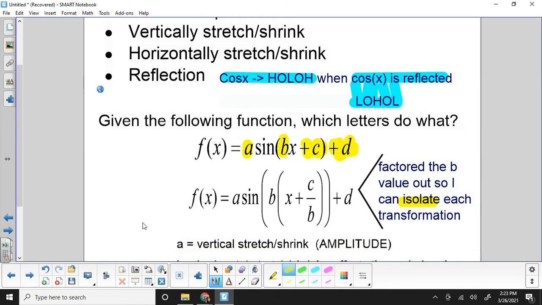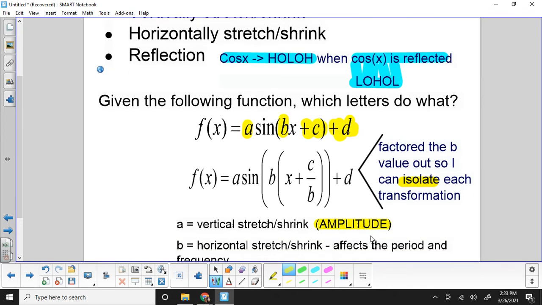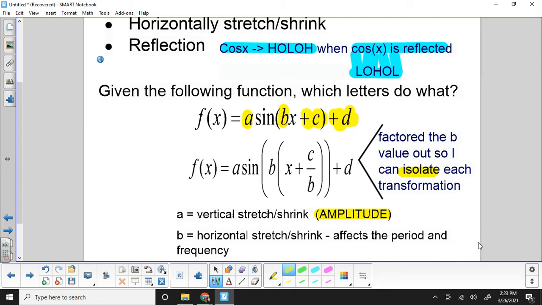The first transformation we have is our vertical stretch or shrink. This is always referred to as the amplitude of the graph. We'll talk about this in more detail soon. The B value is a horizontal stretch or shrink, and it affects the period and frequency of the graph. We'll define those again in upcoming slides.